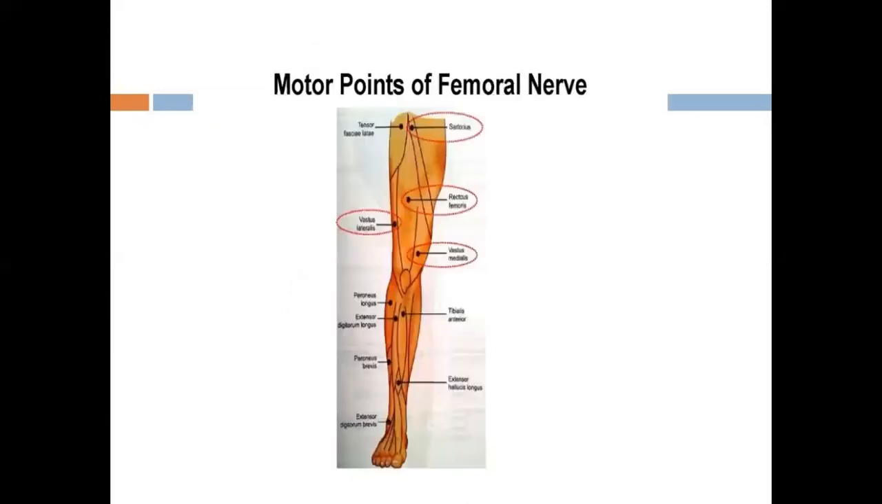Here's the motor point of the femoral nerve. As we can see, the sartorius muscle, which moves laterally to the medially. Here we have TFL, tensor fasciae latae, vastus lateralis, rectus femoris, vastus medialis. Then we have extensor digitorum longus. We can see tibialis anterior on the anterior side. We have peroneus brevis on the lateral side. Extensor hallucis longus anteriorly, and extensor digitorum brevis.